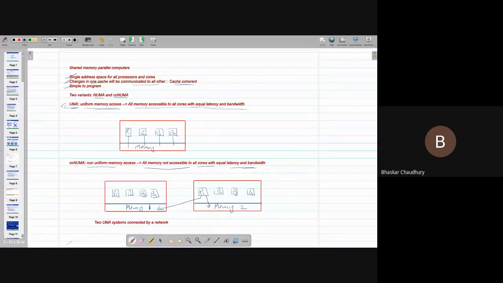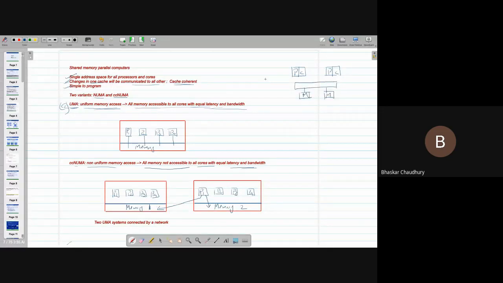This is definitely cache coherent, and this is also cache coherent non-uniform memory access. This picture is clear to all of you. I can draw a couple more pictures in the real context, because here I have not introduced the cache as such. If I have to draw that kind of picture, I can make a processor, let's say P. I can also introduce a cache here, and then I can put something here and say this is my memory.